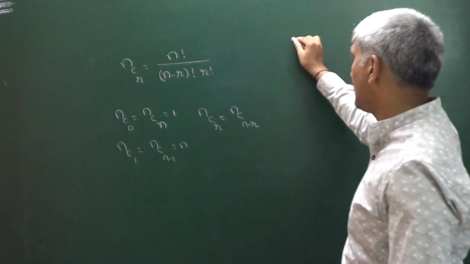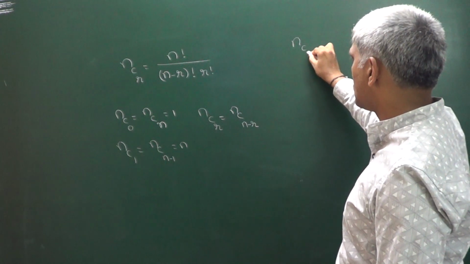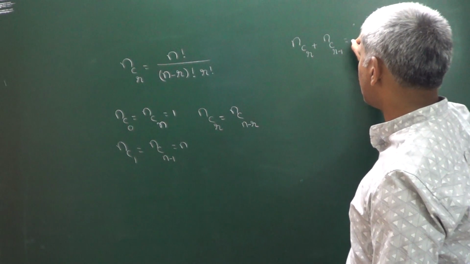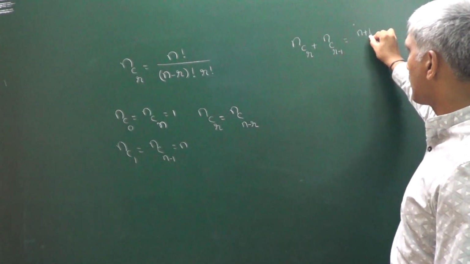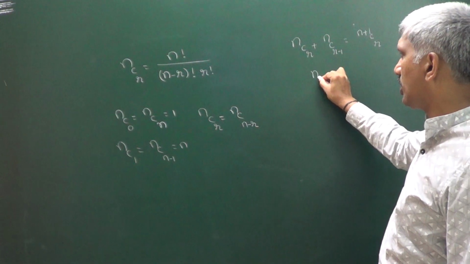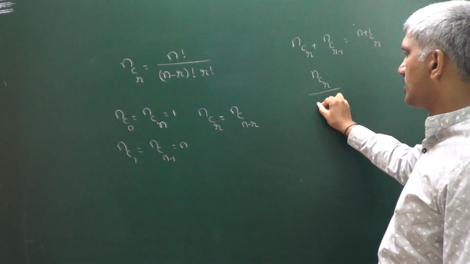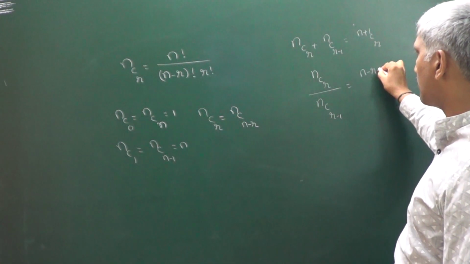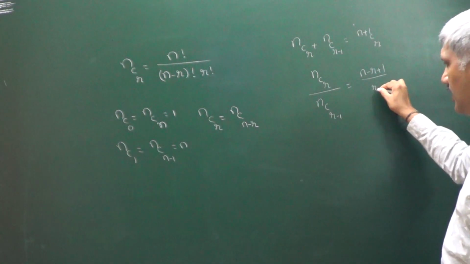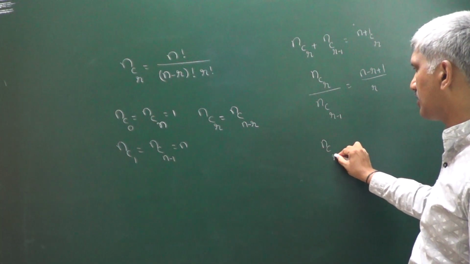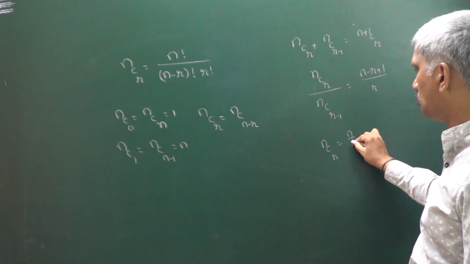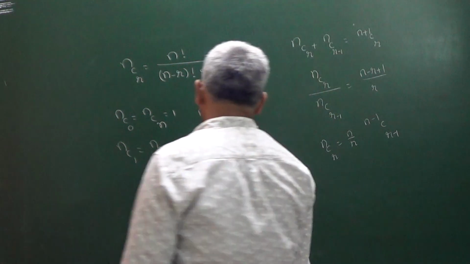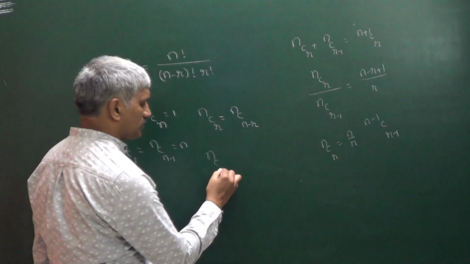And we discussed Pascal's identity: nCr plus nC(r minus 1) is equal to (n plus 1)Cr. Also we know that nCr divided by nC(r minus 1) is equal to (n minus r plus 1) divided by r. At the same time, nCr can be written as n by r into (n minus 1)C(r minus 1).